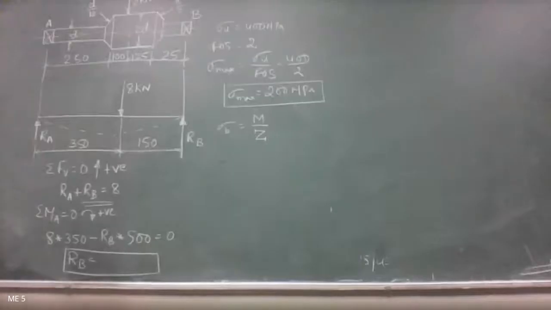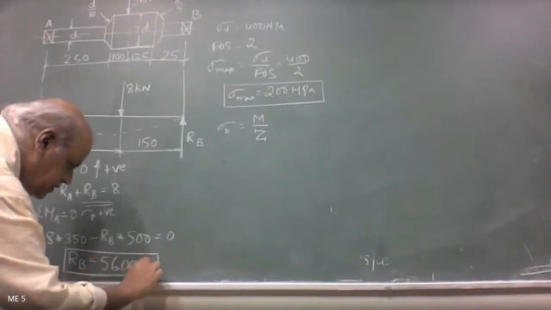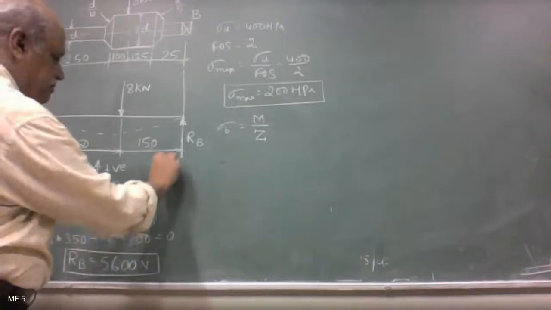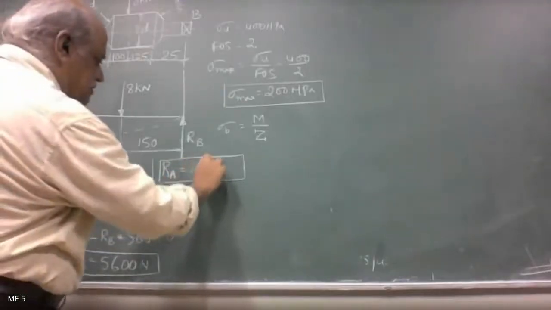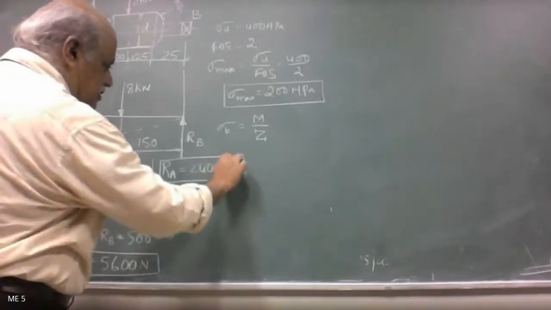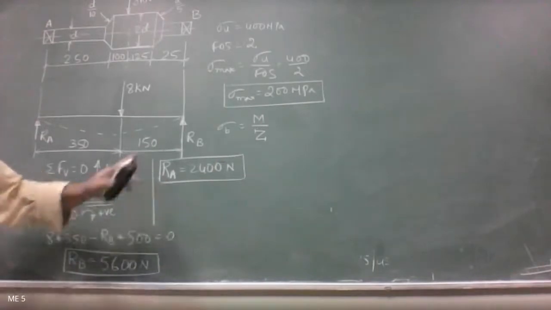RB is 5600. How much RB? 56 kilonewton. So I take it as 5600 newtons. So what is the value of RA then? RA will be equal to 2400 Newton. That is 8 kilonewton minus 5.6 kilonewton is 2.4 kilonewton. That is 2400 Newton. Now I have got reactions RA and RB.